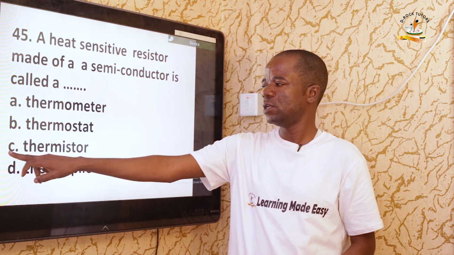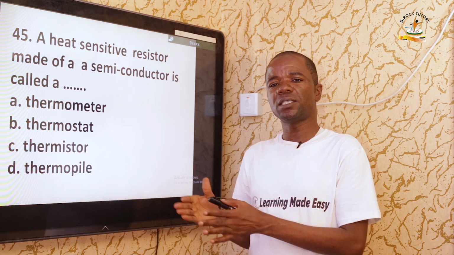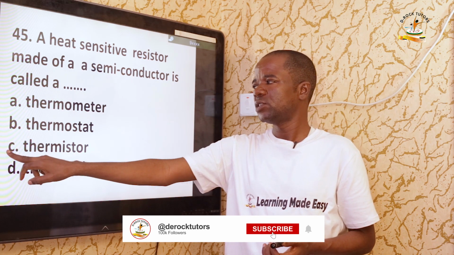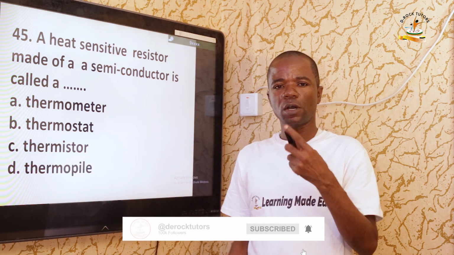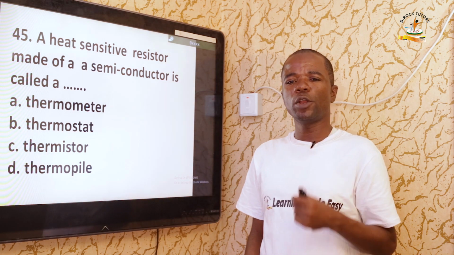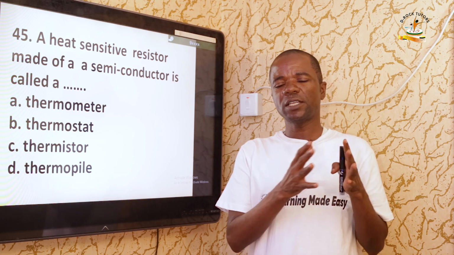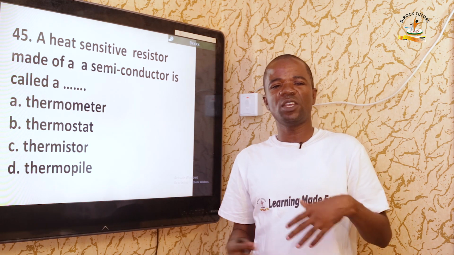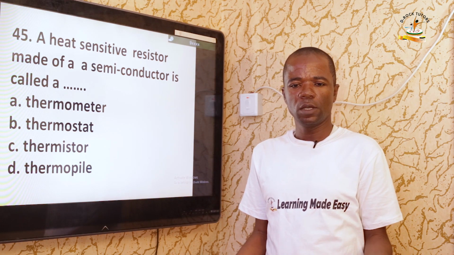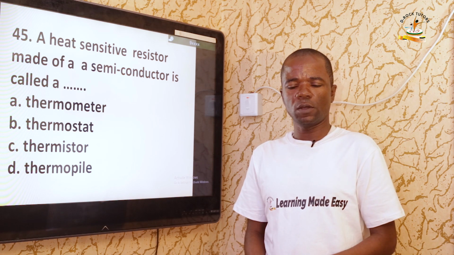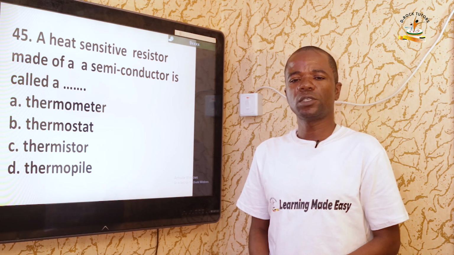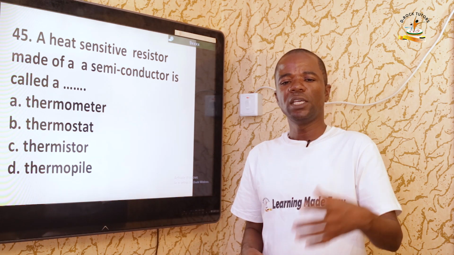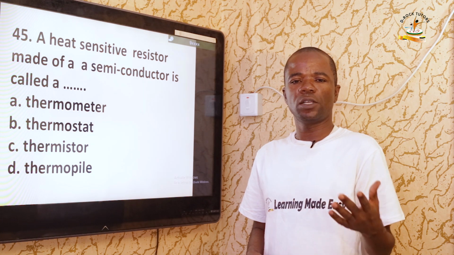That's option C. A thermistor is a heat-sensitive resistor made of a semiconductor. Don't forget that a thermistor is also an example of a non-ohmic conductor. Because there are some materials that obey Ohm's law, we refer to them as ohmic conductors. What are they? All metals are ohmic conductors. You still remember what Ohm's law tells us, that the voltage or the potential difference across a conductor at constant temperature is directly proportional to the current passing through it.